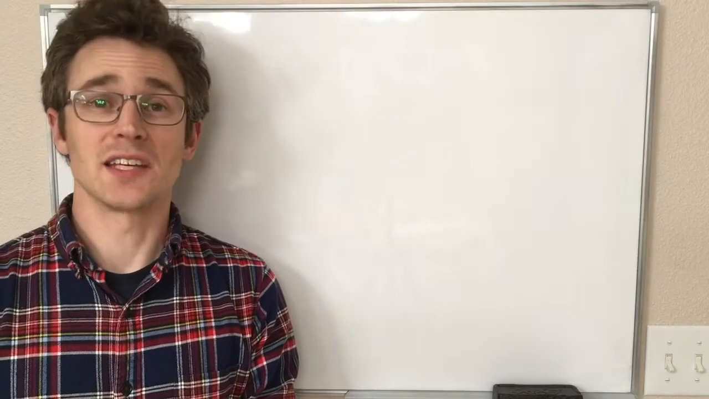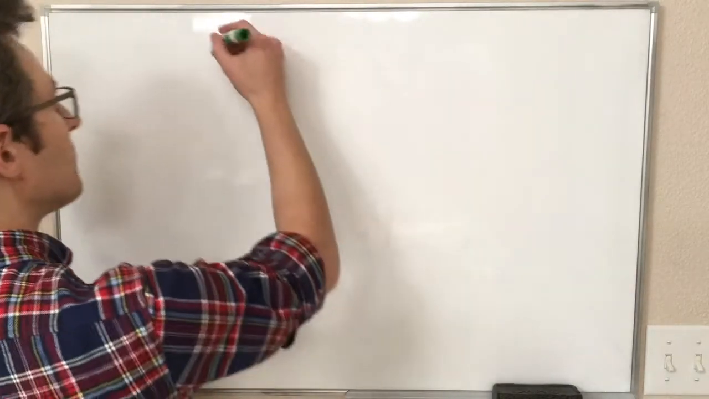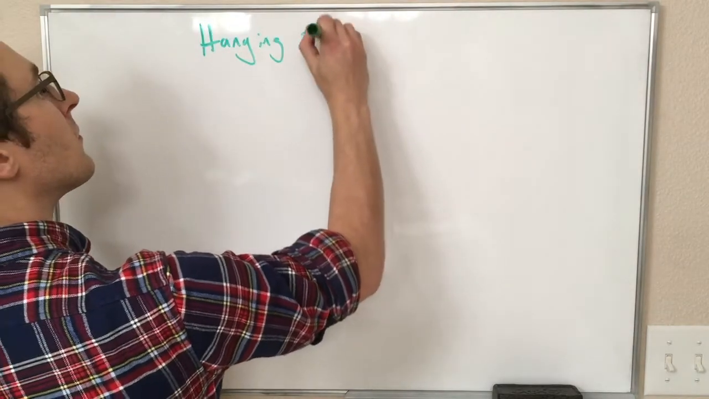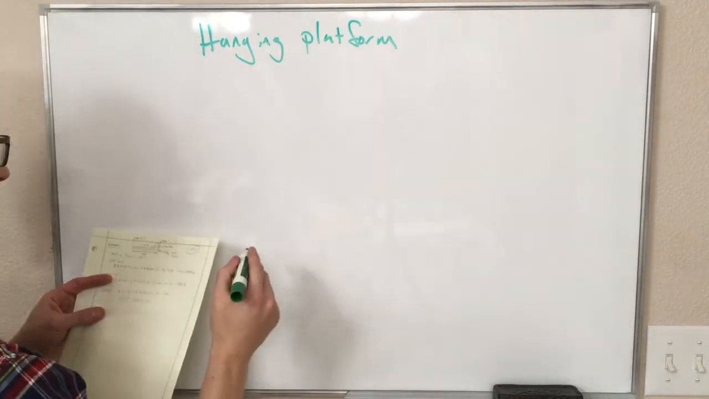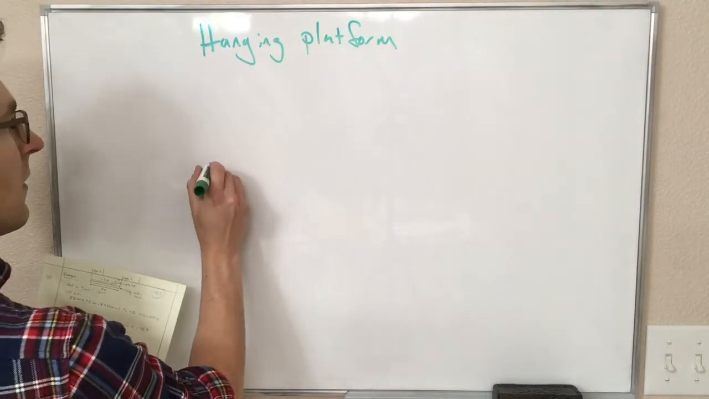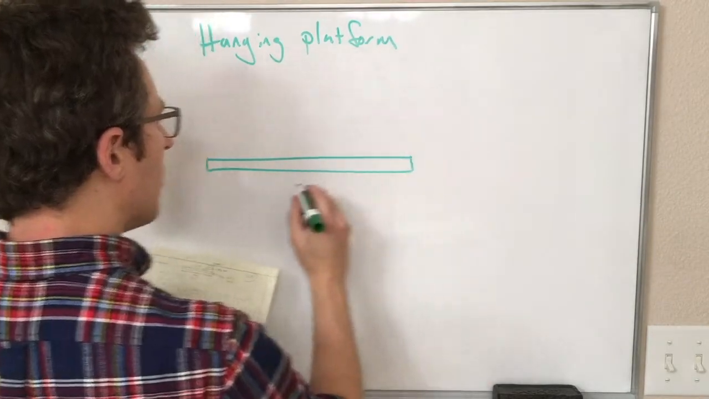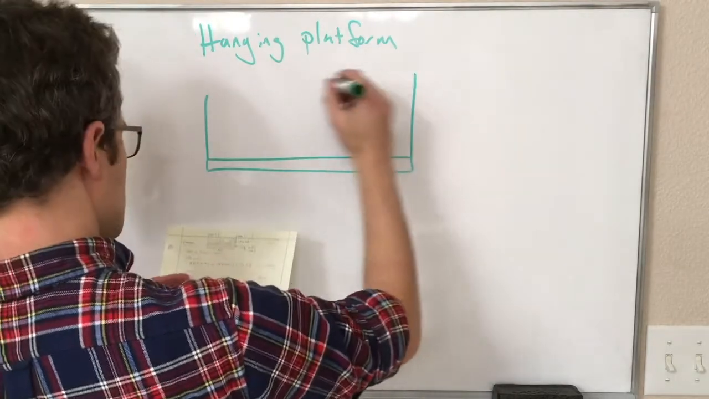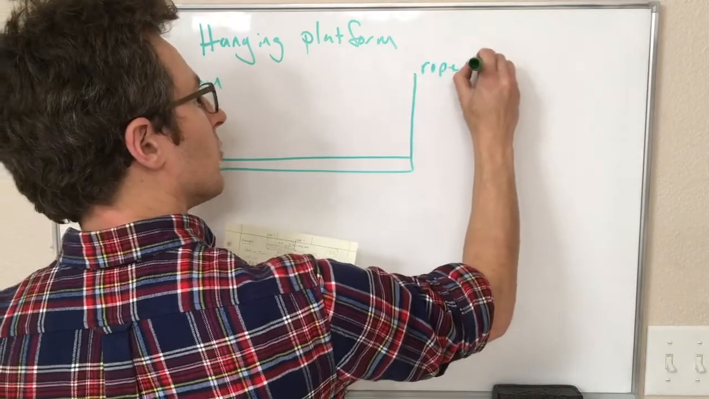Here's another torque and static equilibrium example that we'll call the hanging platform example. So let's say we have a board that is held up by ropes on either end. We'll label these rope 1 and rope 2.